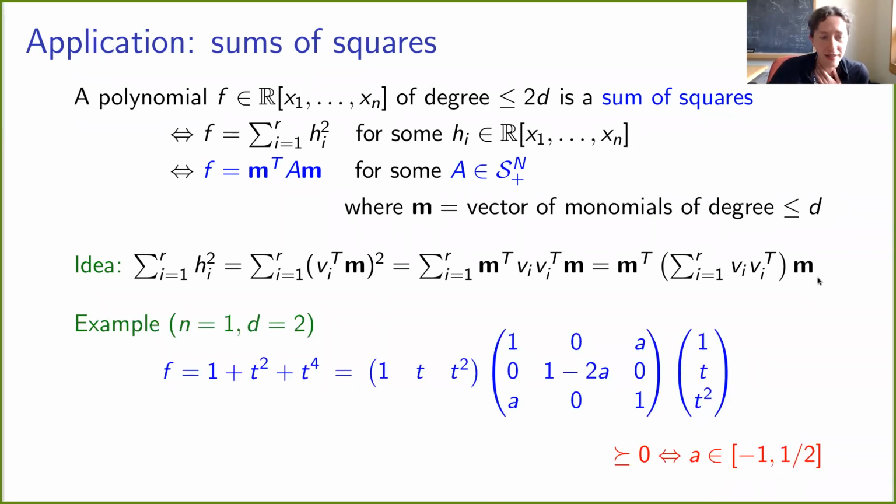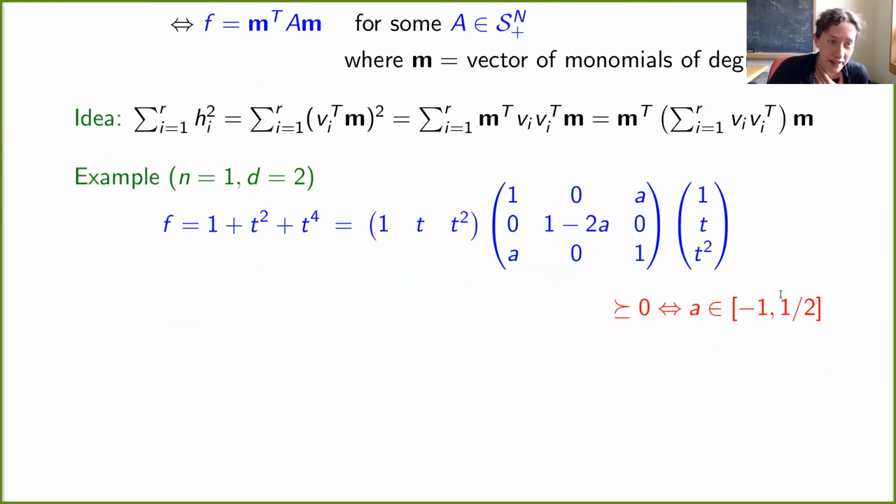Just as a very small example, we take in one variable a polynomial of degree 4, so 2 times 2. If I take 1 plus t squared plus t to the 4, the goal is to write that as a positive semi-definite quadratic form on the monomials of degree half. And if you write it out, for every coefficient this gives you some equality. The coefficient of t to the k on one side equals the coefficient of t to the k on the other side. What you get is a one-dimensional family of matrices to put here.